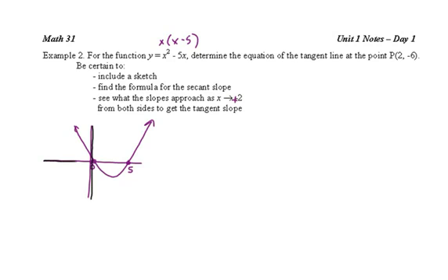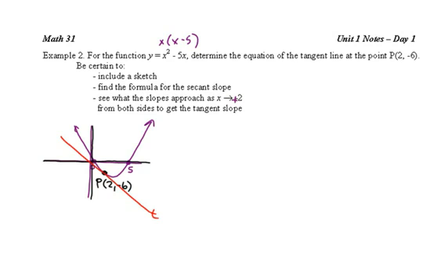Okay, so we have our point P. Where's point P going to be? 2 and negative 6. So there's my point P, 2 and negative 6. And we want to find the equation of the tangent line. There's our tangent line. Okay, so what point do we have to introduce? Q, and what's Q going to be?